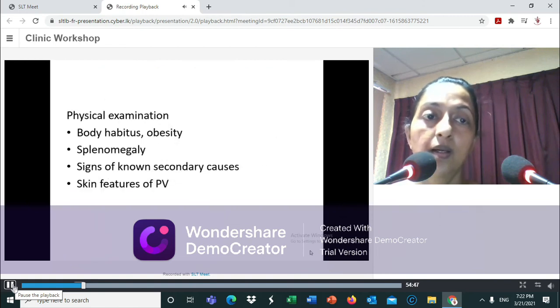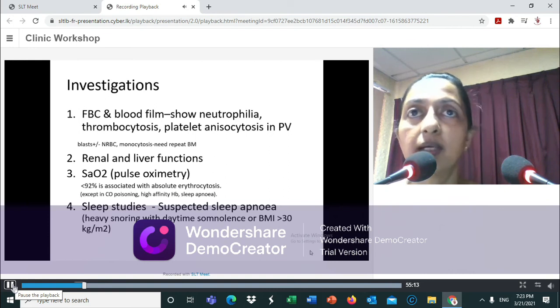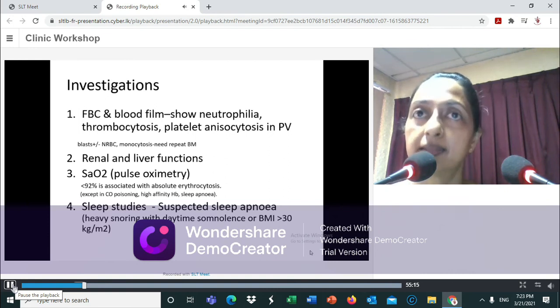and in your examination, whether the patient is obese and whether this is something like sleep apnea syndrome, and is there splenomegaly, signs of secondary causes you have to look for in your examination, skin features of polycythemia vera. Then you will come to certain differential diagnoses. The long list you can cut down to some extent by history and examination, then decide on the investigations.